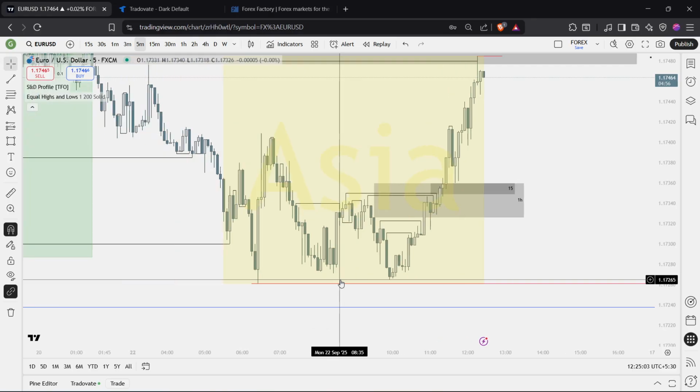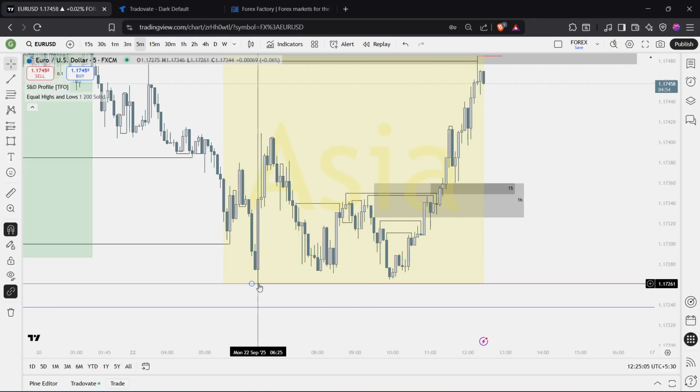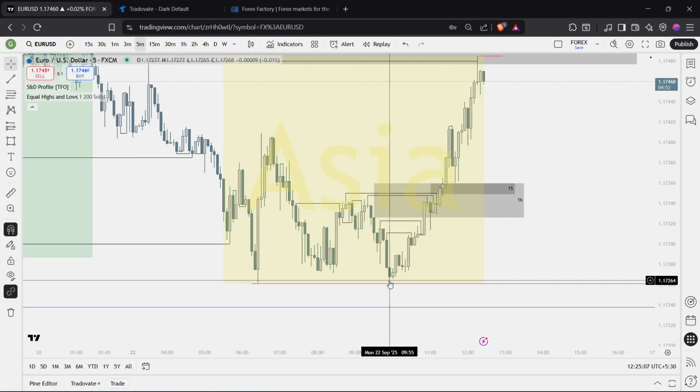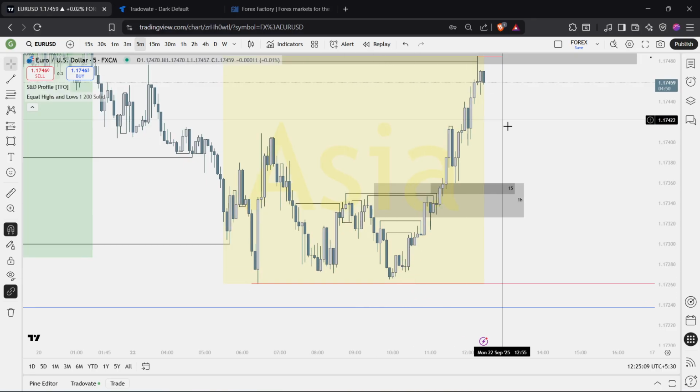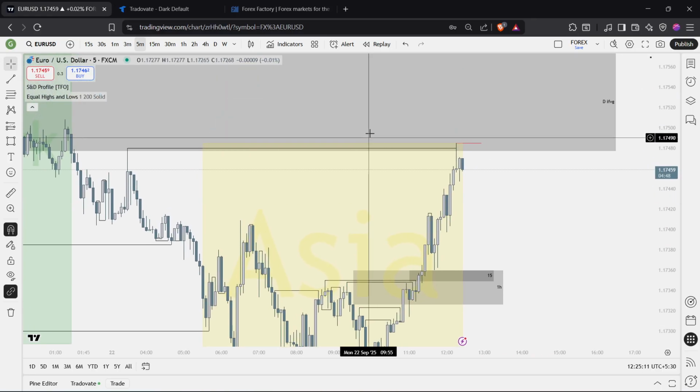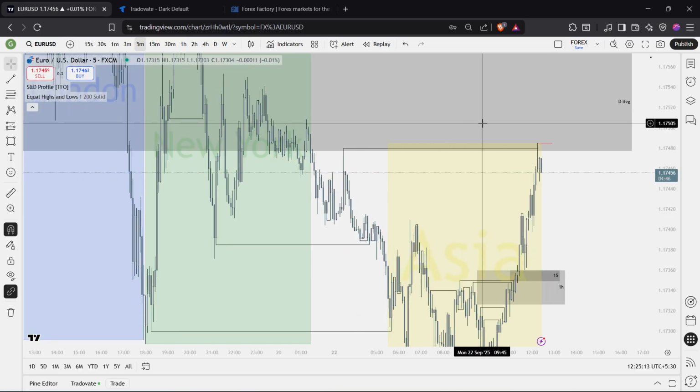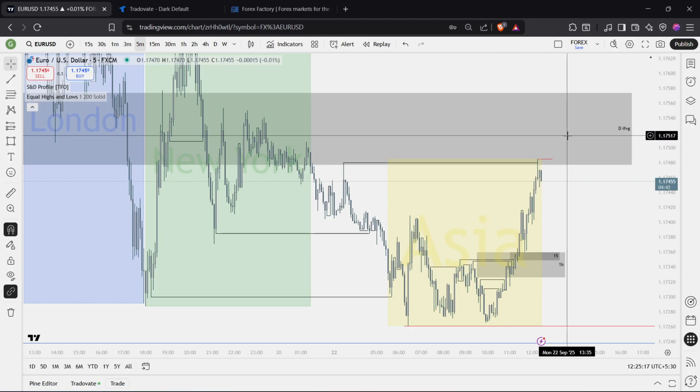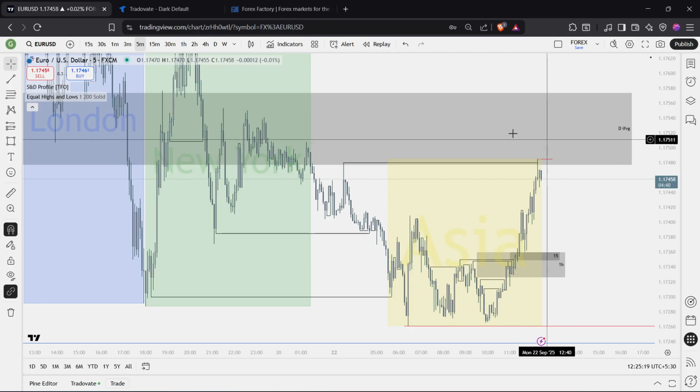But as you can see, it had created this low. Now it didn't take that low. It made another low, and it took that low and went up with a bullish momentum. Then this was my initial draw on liquidity, this daily IFBG. So it went in and took the daily IFBG.